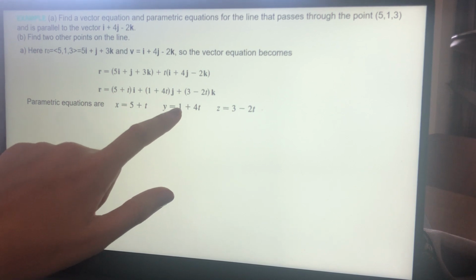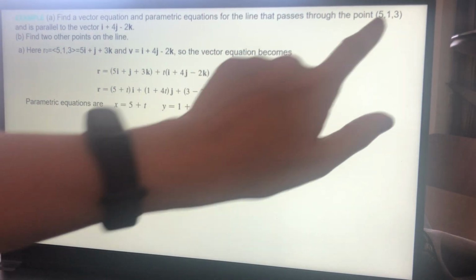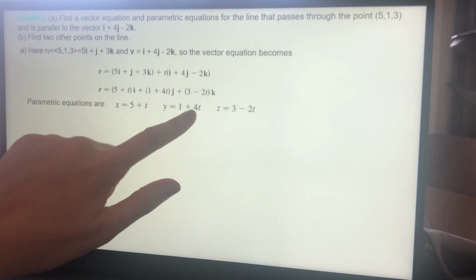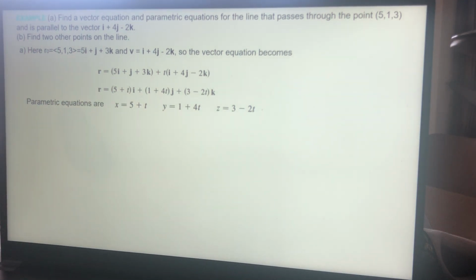Y equals b0, here 1, plus 4t. Okay? So in that way, you can write the parametric equations, or you can write the vector equation and directly call the components x, y, z from there. You can do it both.